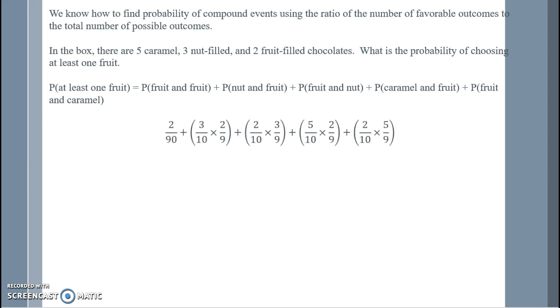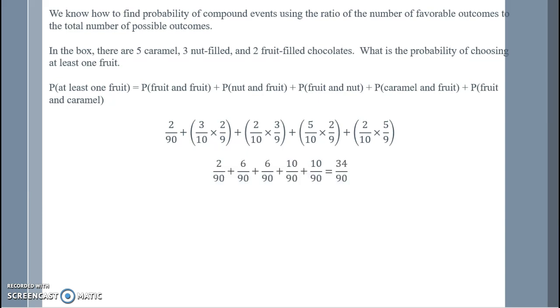So 2/90ths from the previous one for fruit and fruit. Nut and fruit would be 3/10, and then fruit would be 2/9. Fruit and nut would be 2/10, and nut would be 3/9. Notice that the second option we already have one less because we already took a fruit, but it depends what the first fruit was. Caramel and fruit, there are 5 out of 10 options times the fruit option 2 out of 9, plus the option of fruit and caramel, 2/10 times 5/9.